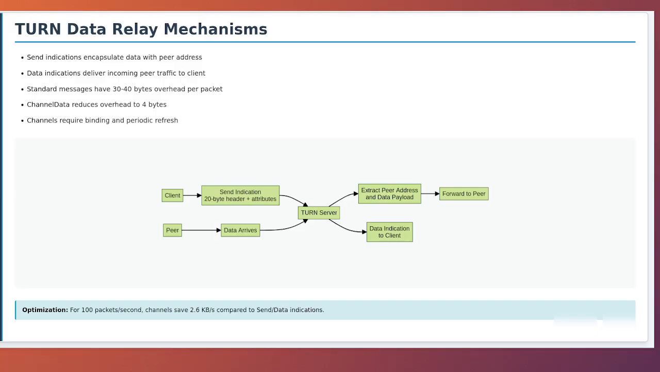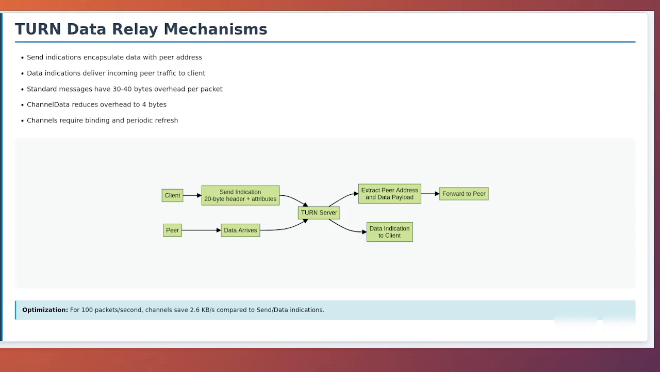Channel data messages solve this overhead problem through a much more efficient encoding. Once a channel is bound to a peer address using the channel bind request, subsequent data to and from that peer can be sent using channel data messages. A channel data message has a minimal 4-byte header containing just the channel number and the length of the data. The data payload follows immediately with no additional attribute encoding or padding requirements. This reduces overhead from 30 to 40 bytes down to just 4 bytes, a dramatic improvement for high packet rate applications. The trade-off with channels is that they require setup and maintenance.